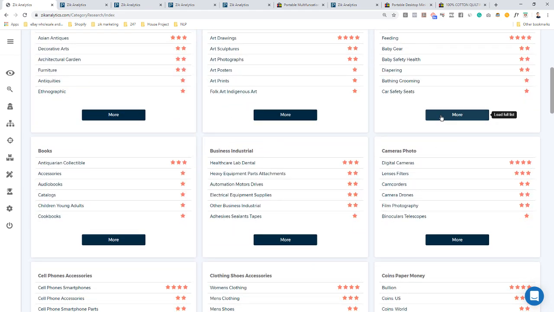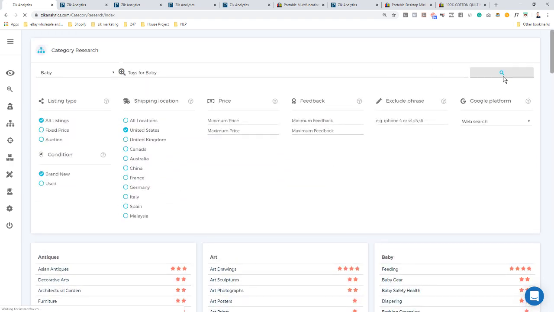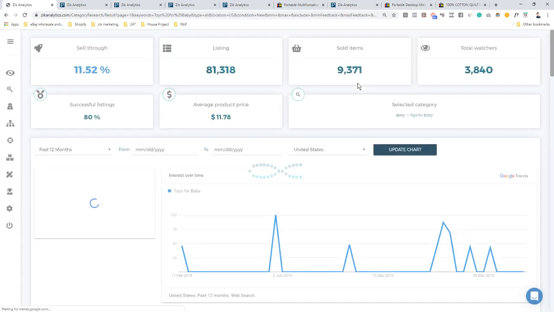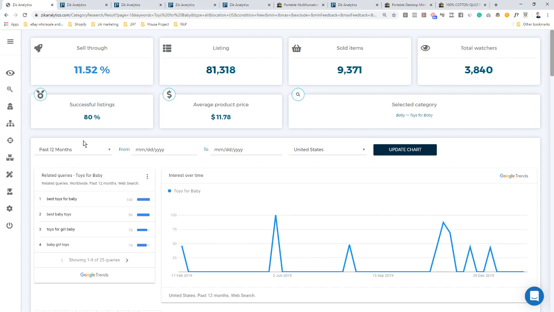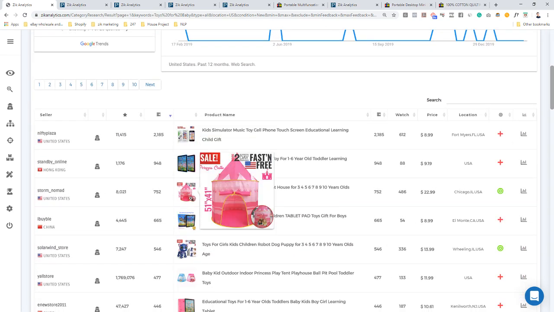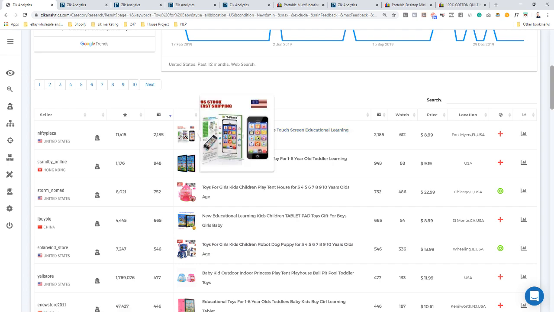Let's try another category, and it's babies. And in babies, let's go here for four. We have body training, we have car safety seats, we have toys for baby. Let's go for toys for baby. Let's see what we get under toys for baby. All right, here it is. So stats, as I say, not so interesting. Let's scroll down. When I look at the products here, crazy. They have kids simulator music toys. This is insane. This is a product with a lot of demand.